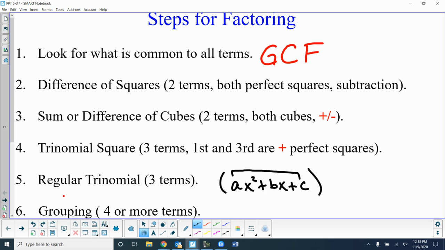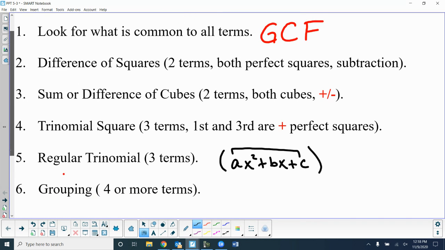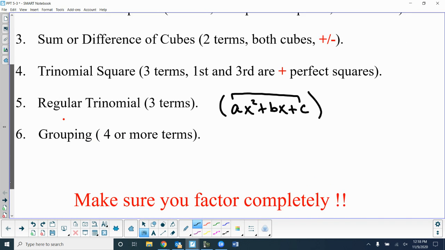If it's not one of those, it's what I call a regular trinomial. It's got 3 terms, and it looks like your basic quadratic, ax squared plus bx plus c. If a is 1, it's really easy. If a is 2 or bigger, then I have to do some more work. And then number 6 I call grouping. It's got 4 or more terms, usually just 4. We don't usually go past 4. All right, and then you're always supposed to make sure you factor completely.